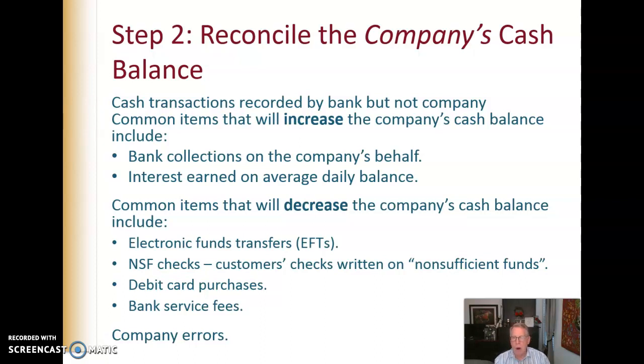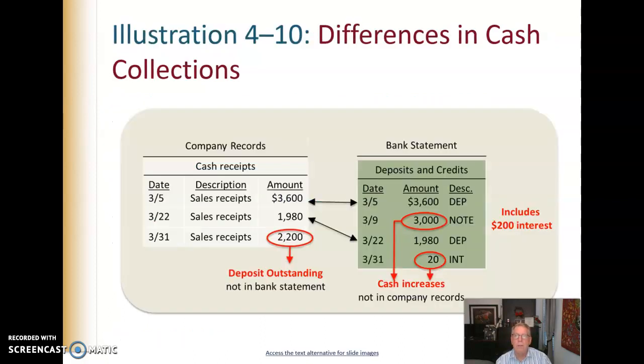And then, of course, our bank fees. And it is also possible that the company has errors as well. We need to fix all of these with journal entries. All right, so the differences in cash collections here.